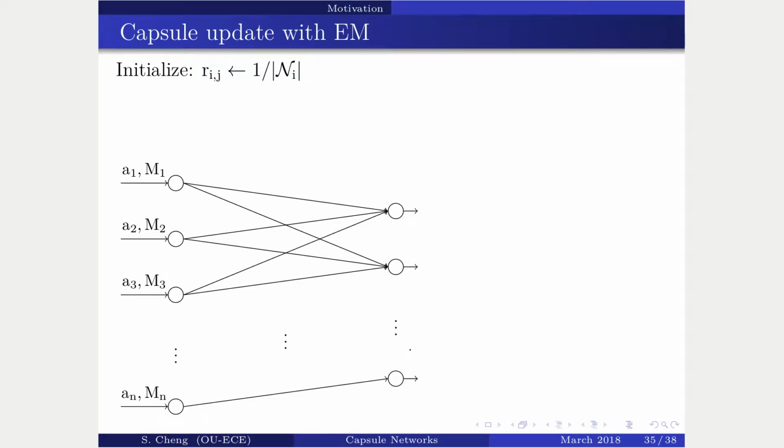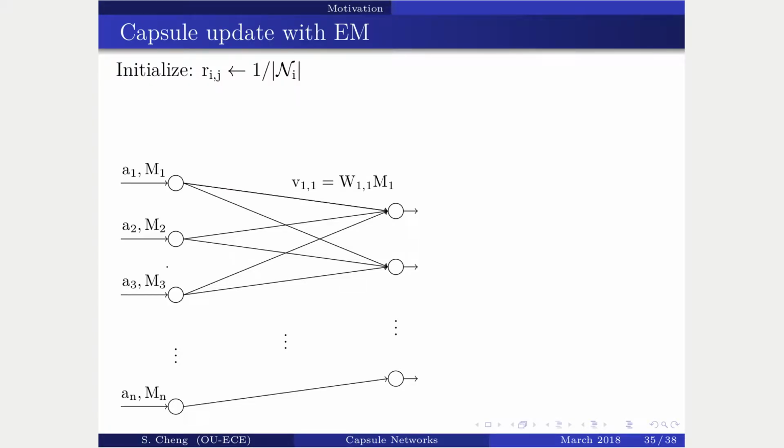To initialize the assigning probability, we'll just set it uniformly. So therefore, R_ij will be just equal to 1 over the number of parent capsules of capsule i. And for each of the child capsules, the input is basically, as I mentioned, the activations, A1 up to An, and also the pose matrices, M1 up to Mn.